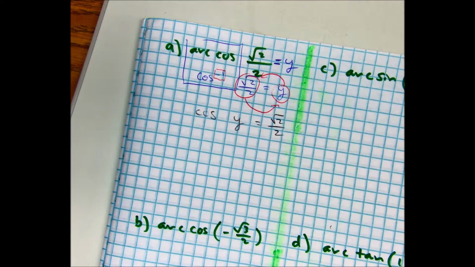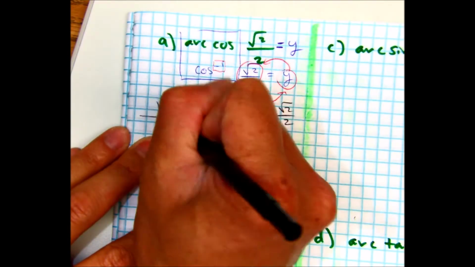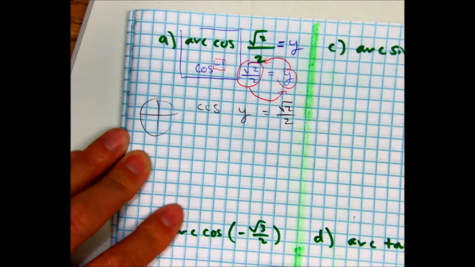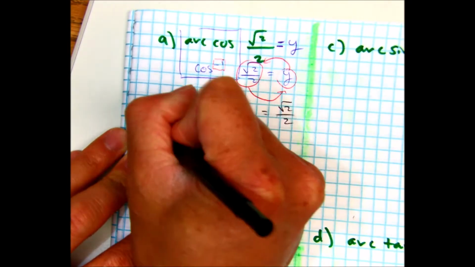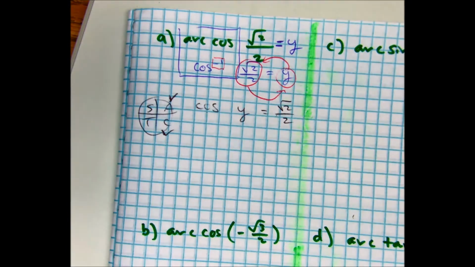Math is so fun because it's like a puzzle. If you drew the unit circle, where is cosine positive, class? First and fourth. So let's look there on our trig paper plates.